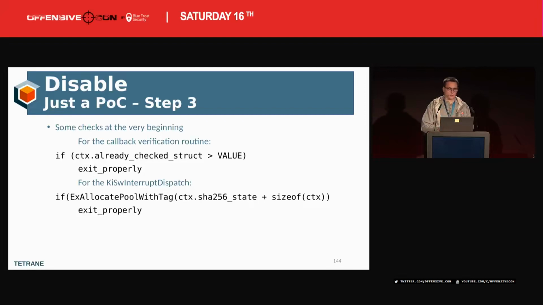For the KiSwInterruptDispatch, one of the first checks done is an allocation, which uses a user value. This user value is supposed to be the size of the state of the algorithm SHA-256. But we can also give something like FFFFFFFF, and ExAllocatePoolWithTag will fail, obviously, for obvious reasons. I missed some Fs, but you can guess that there are 64 bits of F. And in this case, it will exit properly. So this is how you can disable this method.